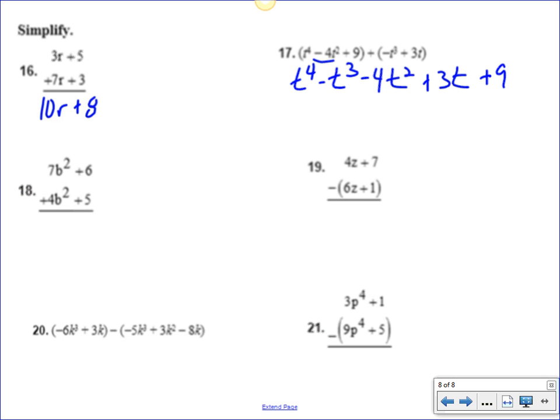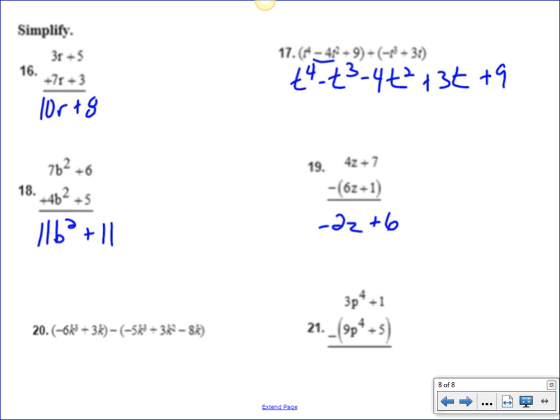Okay. Same thing here then on 18. You should get an 11 b squared plus 11. This one, we're subtracting this whole bottom thing. So you have to take 4 minus 6 and you'd get a negative 2z. But then you also have to think of 7 minus the 1, which is going to give you a positive 6. So it should be negative 2z plus 6.